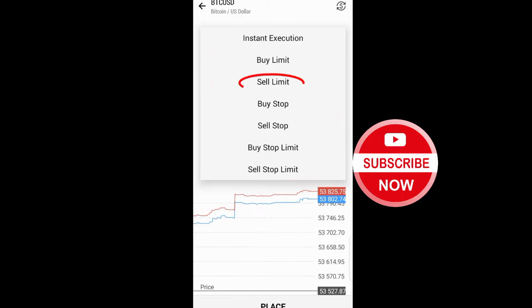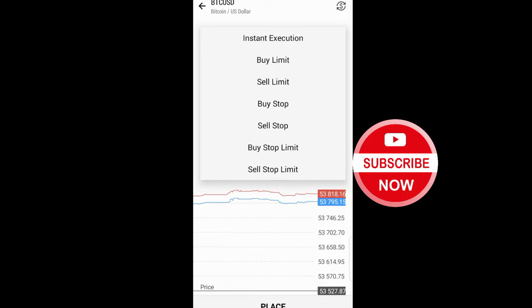If you want a sell limit, you click a sell limit. If you want a buy limit, you click a buy limit. If you want a sell stop, you click a sell stop. If you want a buy stop, you click a buy stop. So that is another way you can go about it.